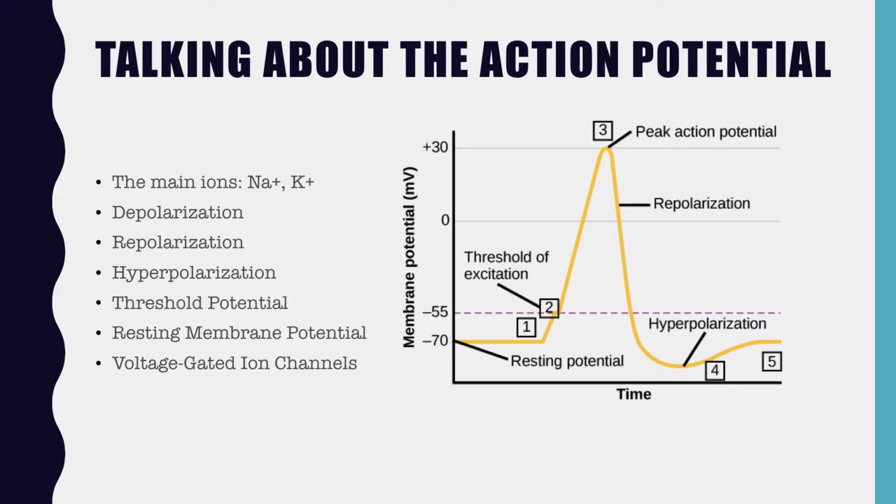Sometimes the cell exceeds this resting membrane potential in the more negative direction, and this is what is called hyperpolarization. Threshold potential is the voltage in the cell that must be reached for the action potential to fire. Voltage-gated ion channels are the channels that allow the passage of sodium or potassium when an electrical stimulus is detected.